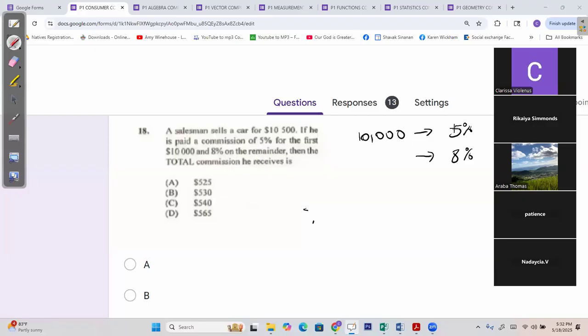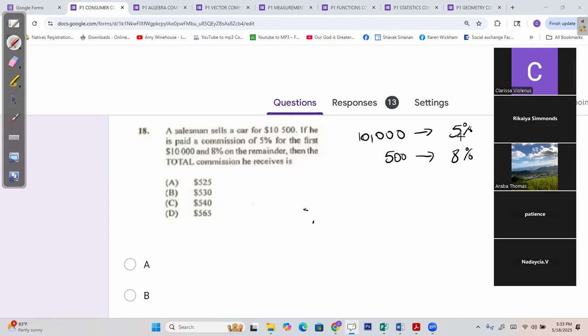The first $10,000 is for 5%. Anything above, so even if it was 10,100, it would have been 100 extra. If it was 15,000, the first 10 would be 5% and the next 5,000 would be 8%. But in this case, it's 10,500. So that's why the 500 is going to be for the 8%. So they ask for the total commission he received.